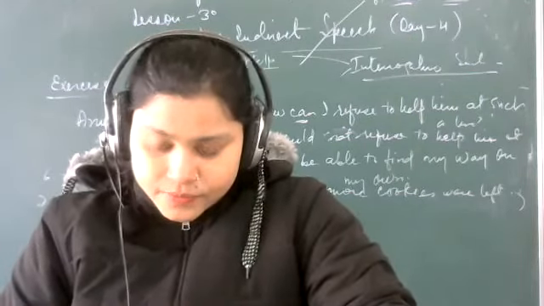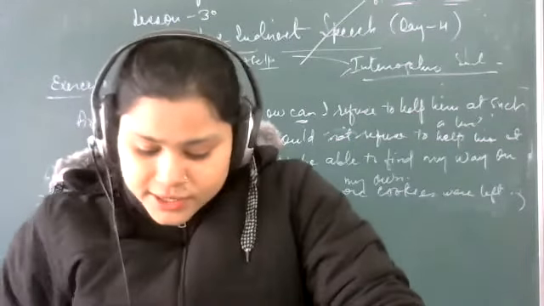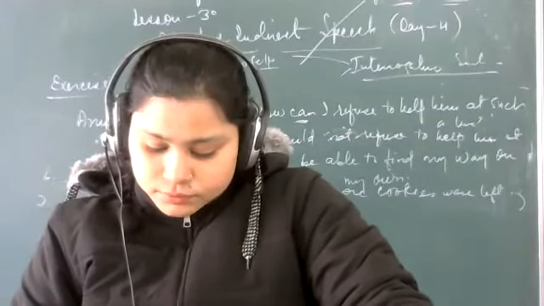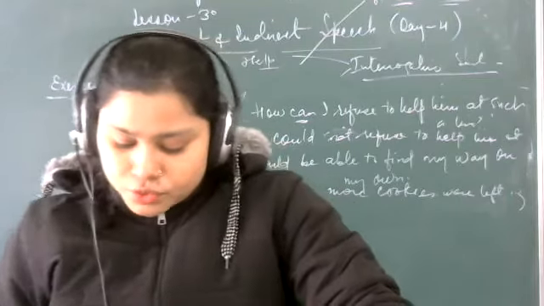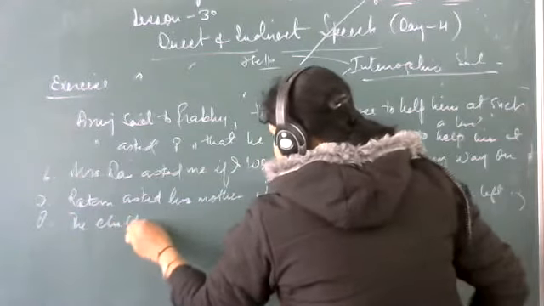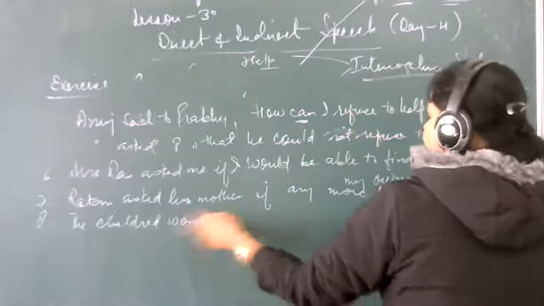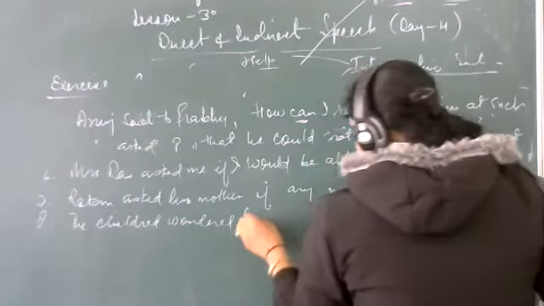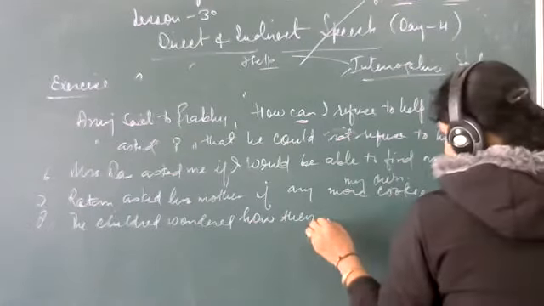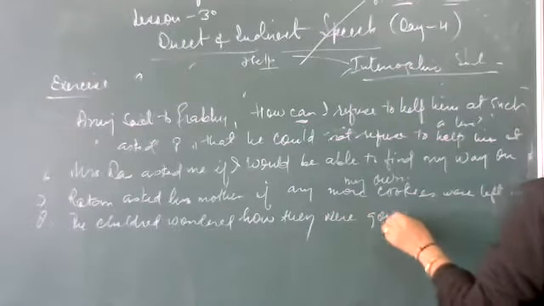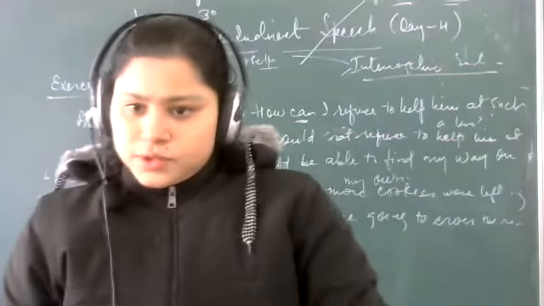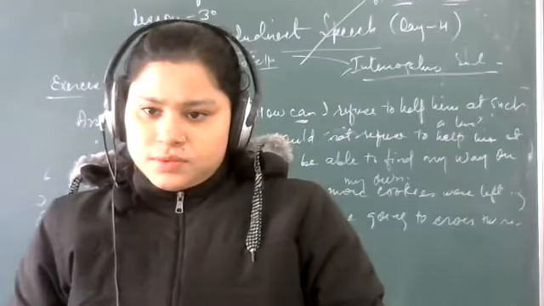Number 8. The children said, "How are we going to cross the river?" Question mark. Now it is a WH word. The children wondered how they were going to cross the river. Now the word said is changed into wondered. So they wondered how they were going to cross the river.